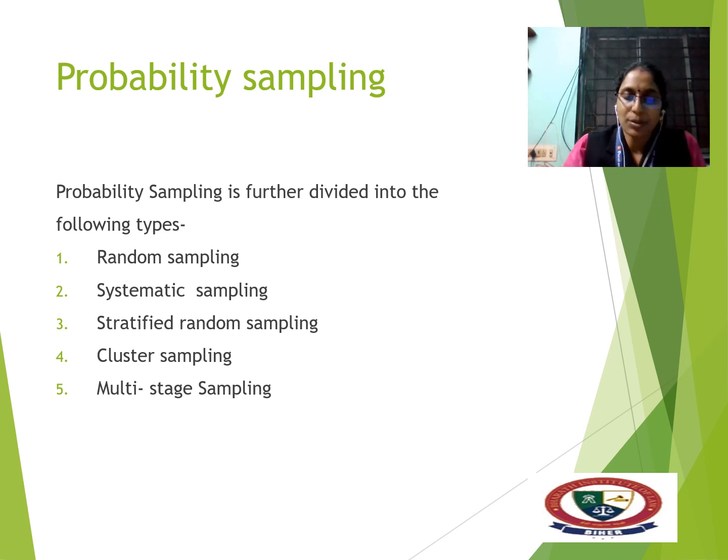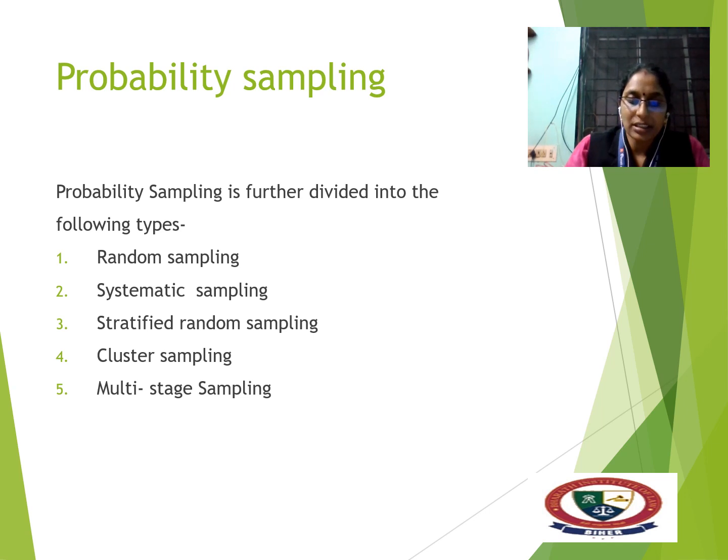The numbers or names of various units of the universe are written on chits. Place them in a container, thoroughly shuffle, and blindly draw one sheet at a time until the sample is drawn. We can do this with replacement of the sheets drawn before the next draw is made.